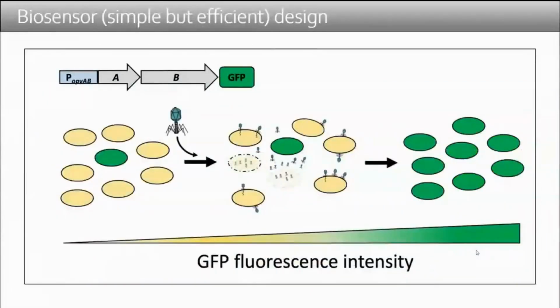subpopulation. So the idea of David was very simple, but in fact very efficient. That if you use an OpvAB fusion with the GFP, and you add phage, you enrich the on subpopulation, and then you can measure the number of phage. You can have an indirect measurement of the number of phage in the solution you have.